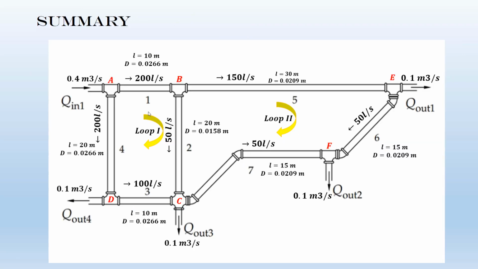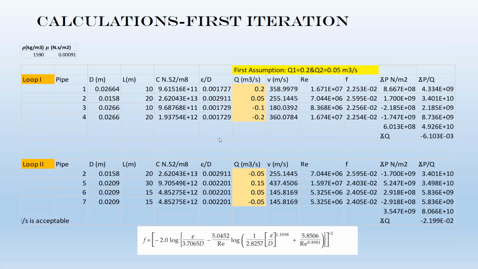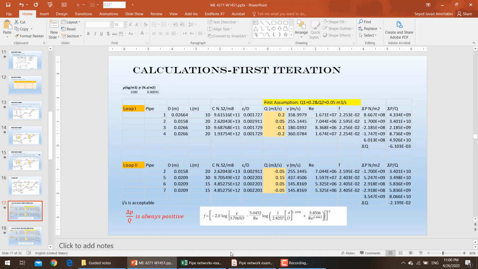Now, this is the summary for this part, guys. I just assume a value for Q1 and Q2. Then I found the flow values and flow directions in all other pipes. I assume loops, and then I wrote the pressure drop equation for all pipes. So the next step, you need to make the tables and add all the information to the table.